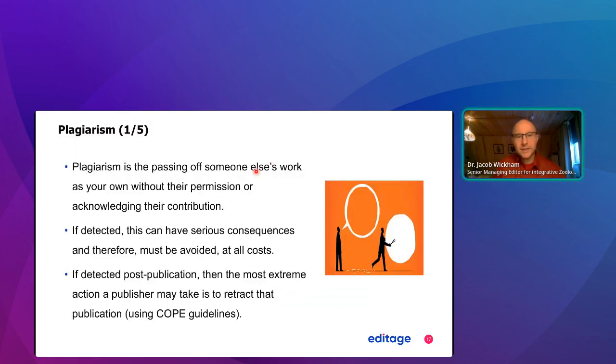So yeah, avoid plagiarism. If it's detected, it can have serious consequences on your academic career. The most extreme form of it is just passing off someone else's work as your own without their permission or acknowledging their contribution. So just get around this by citing properly. And if it's detected post publication, the publisher may retract your article, using guidelines from the Committee on Publication Ethics, COPE.